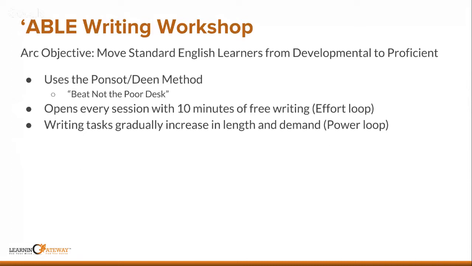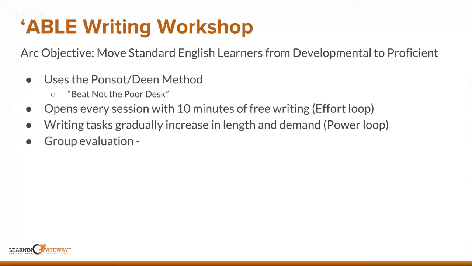But the process of gradually increasing the length and demand of the assignment is an example of a power loop. So they're gradually leveling up in what they're being asked to do. It's gradually getting more complex, but only in small increments so that they're not overwhelmed and they never believe it's something that they can't do. In the process of writing longer, writing something more complex, it builds their confidence, their self-esteem. And so these are the elements of a power loop.